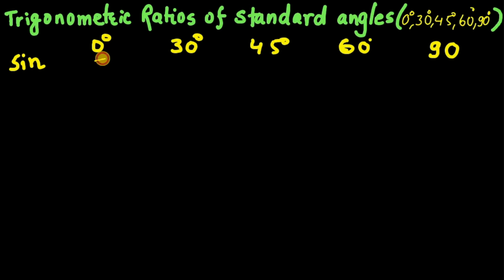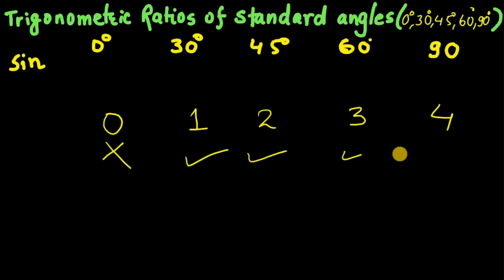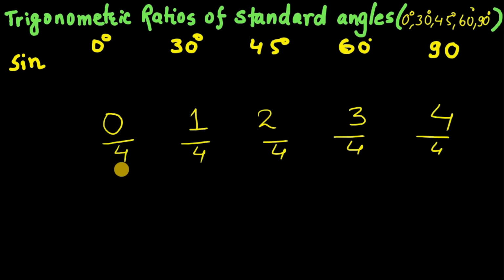As you know, 0 degree means no value, isn't it? So apart from 0 degree, how many numbers are there? 1, 2, 3, 4. Okay, 1, 2, 3, 4. So let us first of all write the numbers 0, 1, 2, 3 and 4. Now tell me how many numbers are there. As you know, 0 has no value, so there are 4 numbers, 1, 2, 3, 4. So let's divide these numbers by 4 because 4 numbers are there except 0. So when we divide by 4, we get these numbers.